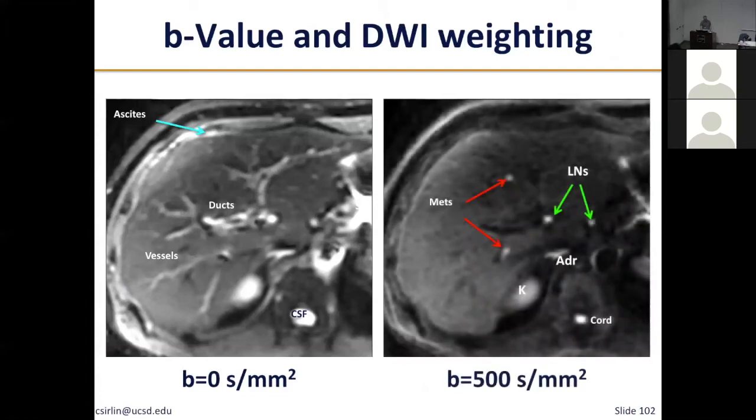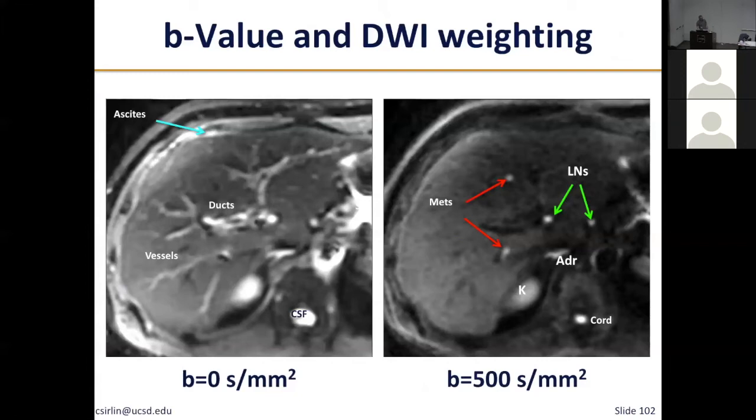But then if we increase the b-value, now notice that the cerebral spinal fluid, which was bright, is now dark. And because the cerebral spinal fluid is dark, we now see the spinal cord, because the spinal cord did not get darker. This was the adrenal gland before, which we didn't notice. Now the adrenal gland is very obvious. This ends up being a lymph node, and this is a lymph node.